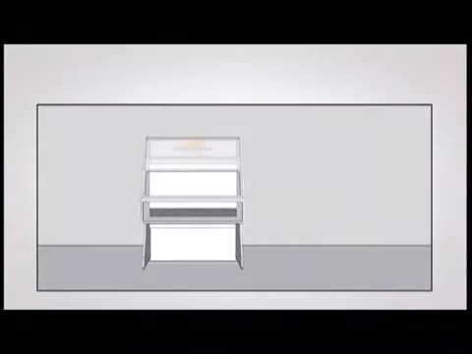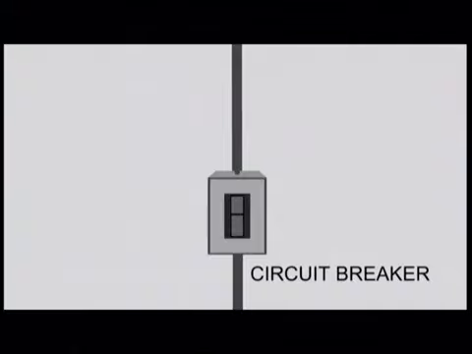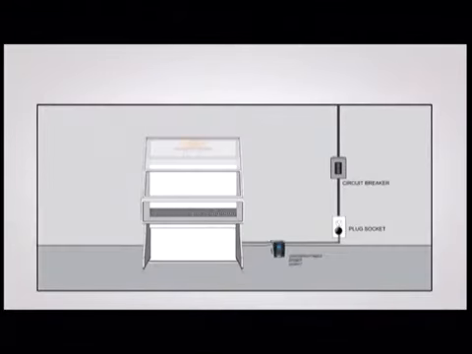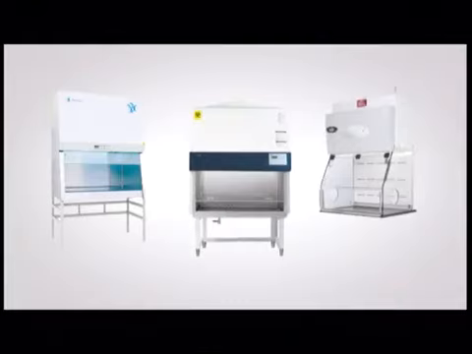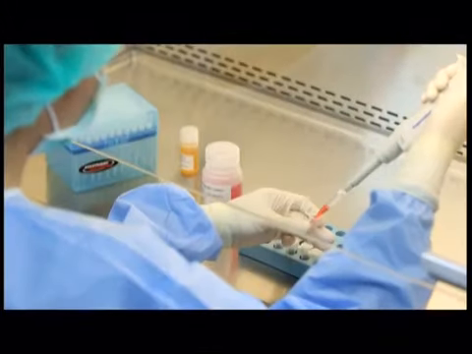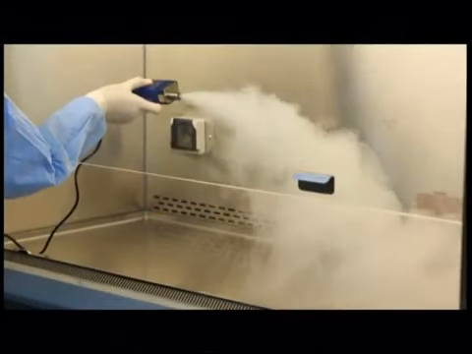Electrical requirements. The electrical outlet that the BSC plugs into should have a dedicated circuit breaker. This will prevent the cabinet from an accidental shutdown. Additionally, an automatically activated emergency power source must be provided. Monitoring and control systems for the air supply and exhaust should also be on an uninterrupted power supply, UPS. The proper selection of your BSC will help the user work safely and save costs for energy and maintenance, as well as extend the life cycle of the cabinet.